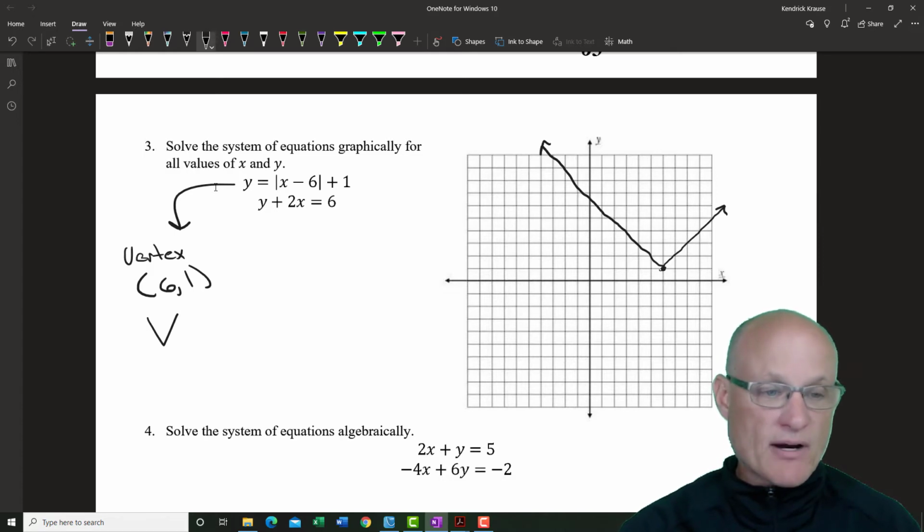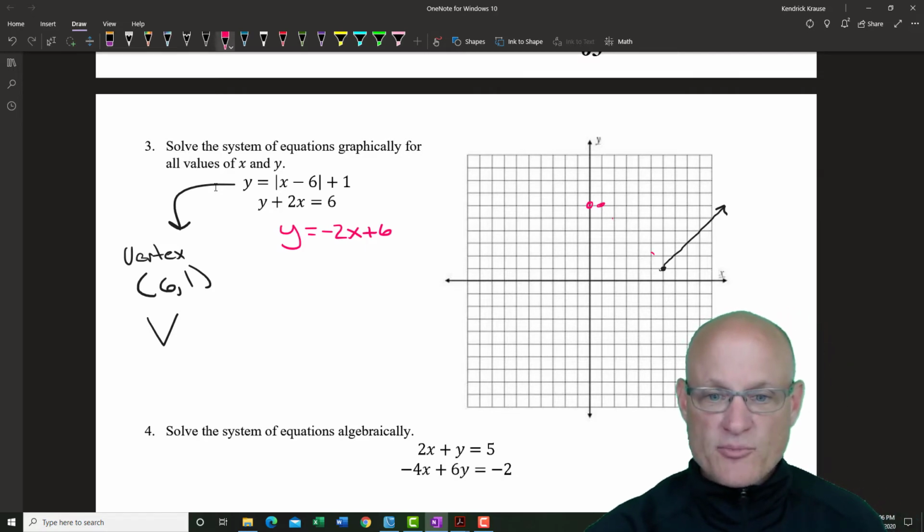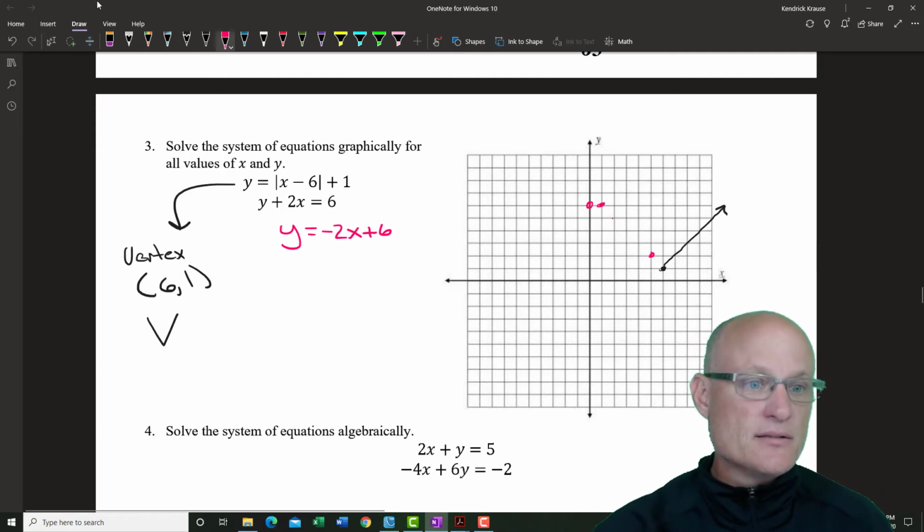All right, now I'm going to graph this one. It's not ready to graph yet. I got to move this 2x over. So you get y equals negative 2x plus 6. Y-intercept of 6. 1, 2, 3, 4, 5, 6. Now, was that the line I was supposed to hit? Nope. So, be careful. I don't like this. So at this point, oops, I should be doing this in black.